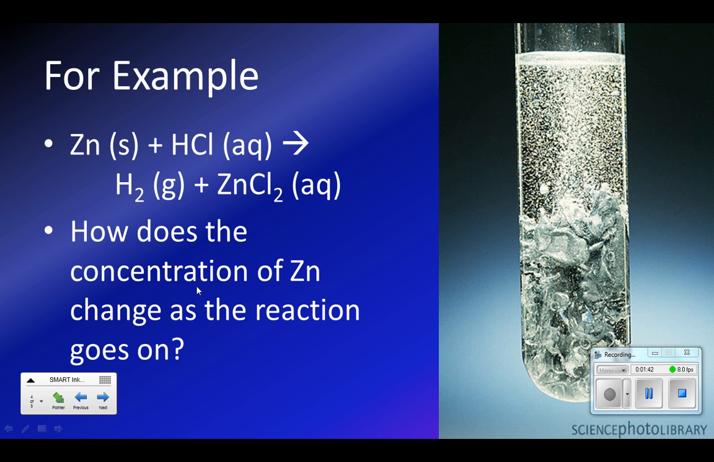So the answer to the question, how does the concentration of zinc change as the reaction goes on, is it doesn't. Zinc is a solid, and solids don't change concentrations. Aqueous solutions do, these two aqueous solutions do, and a gas can change its size of container and so therefore change, not really concentration, but a similar analogous quantity.